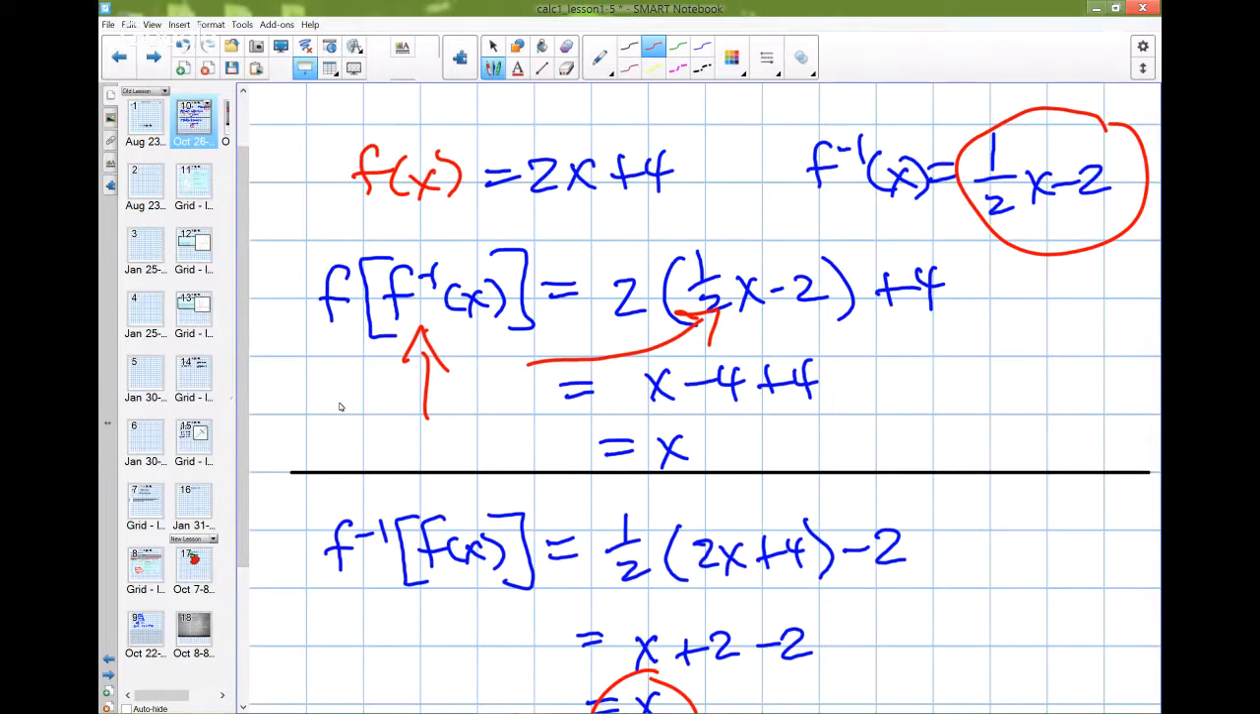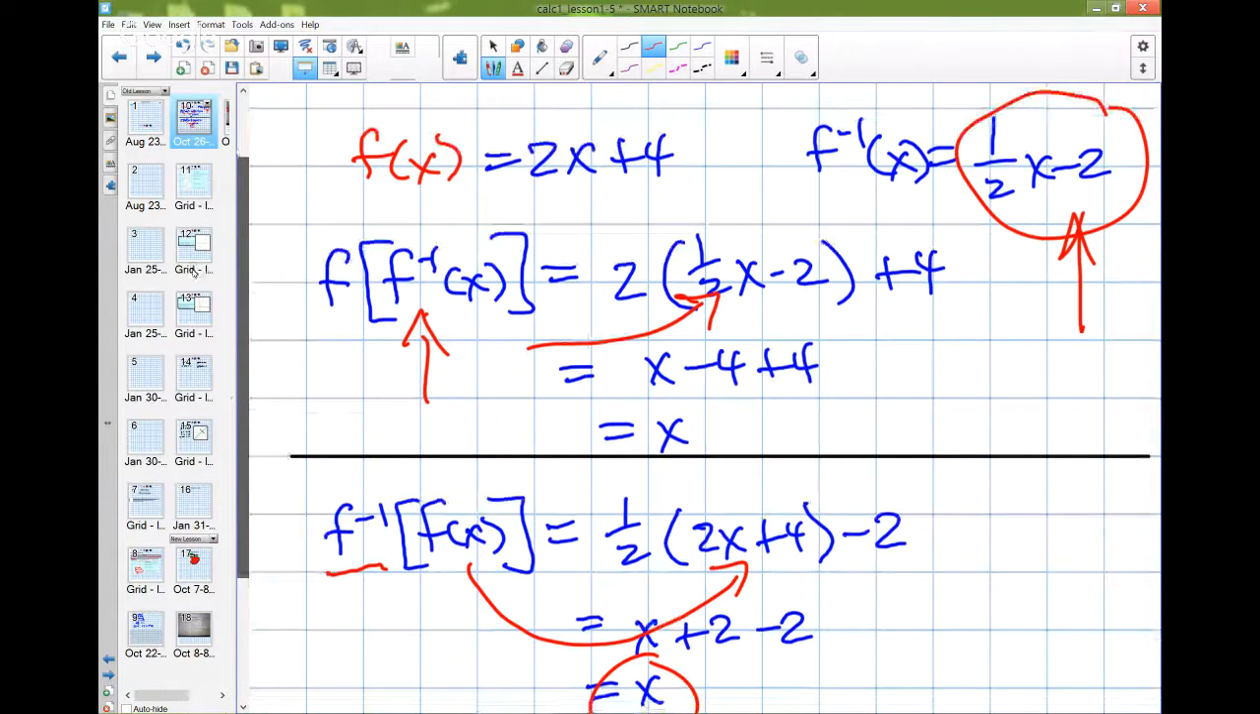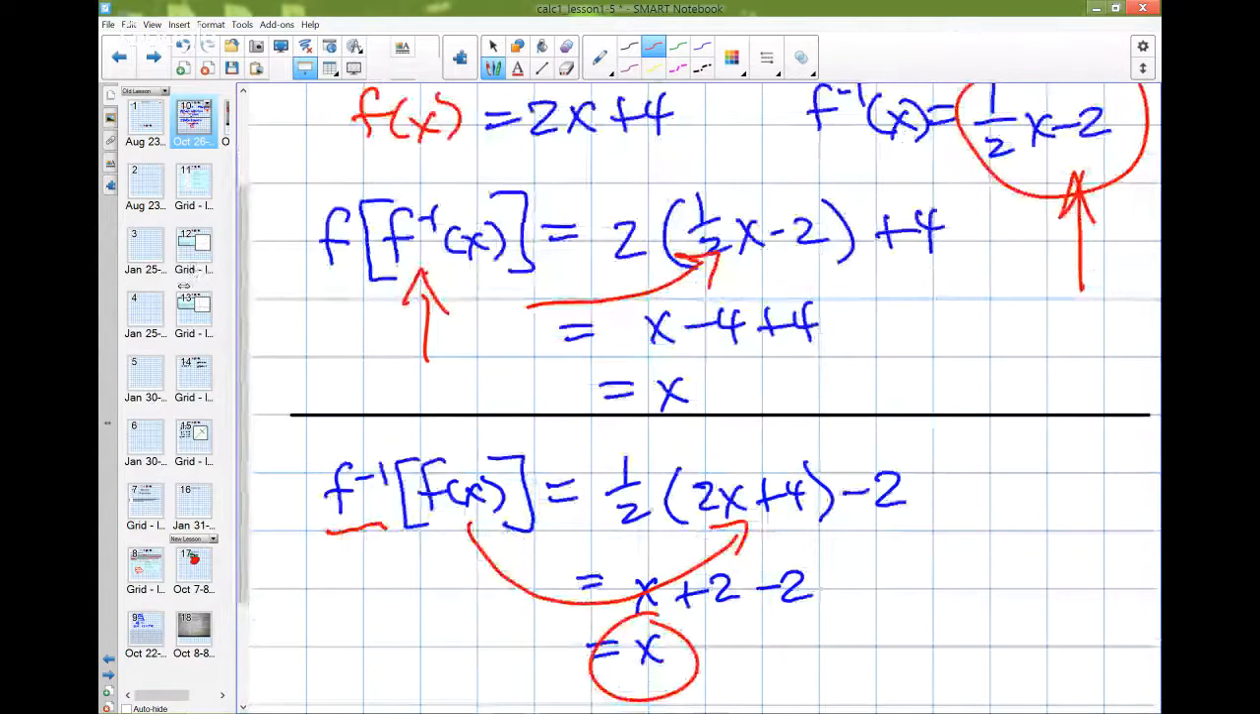Whereas on the bottom, below the line, when I did it the opposite way, this time the inverse was on the outside. So I was using this function over here to start with, and I plugged in the original function. So you see how I plugged in 2x plus 4. Okay, so anyway, sometimes that's a little confusing. They really are different, but they both will come out to x. And let me repeat, when you compose two functions, they will not come out to the same answer when you reverse the order. The only time that'll happen is when the two functions are inverses. So this is an awesome way to prove that you really have an inverse.